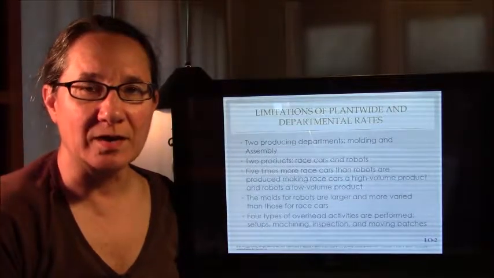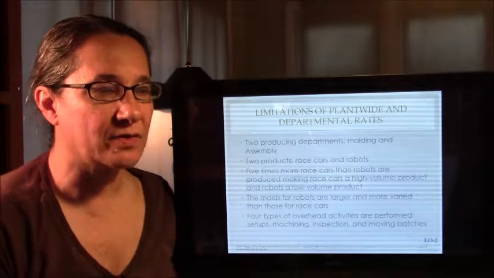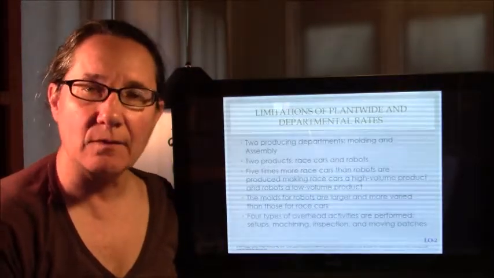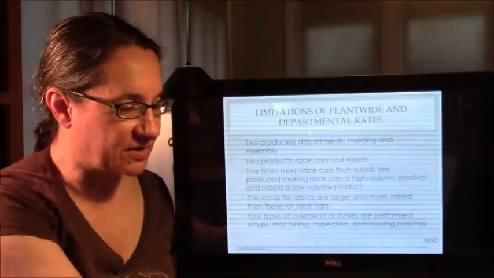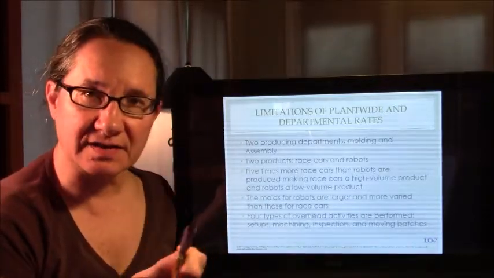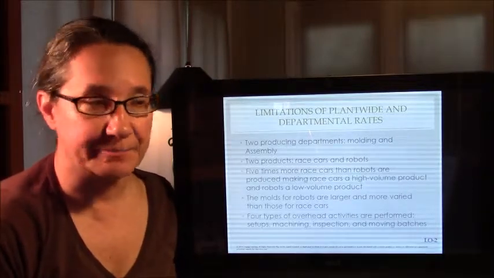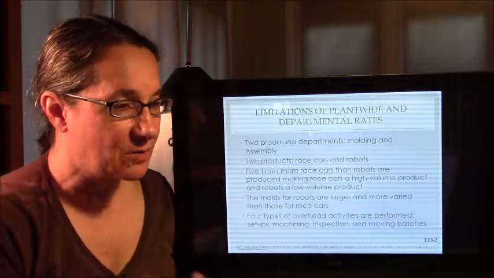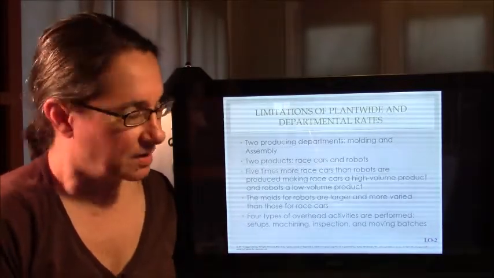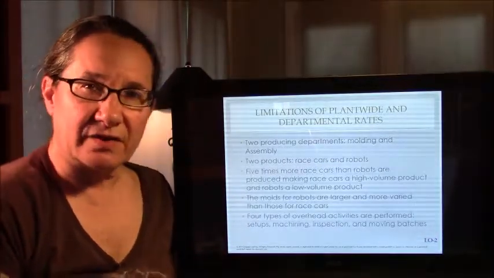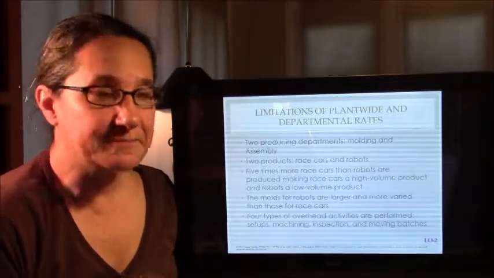Hello, and we are back continuing our discussion of Chapter 4, and we're talking about limitations of plant-wide rates and departmental rates. So we've talked a little bit about how you can have different products and different departments, and they're going to use resources differently, right? So you might want to break your book out because we're going to follow along through a couple of scenarios that are outlined in the book. It might be easier for you to follow there, or just go read it.